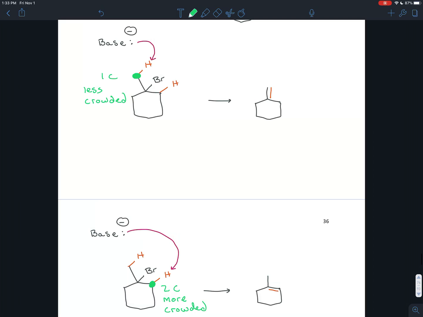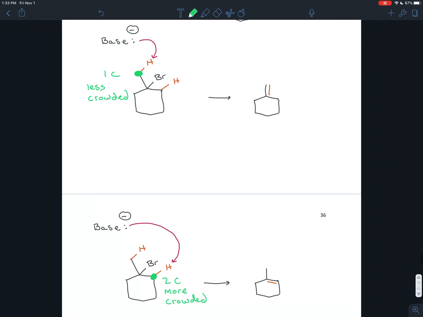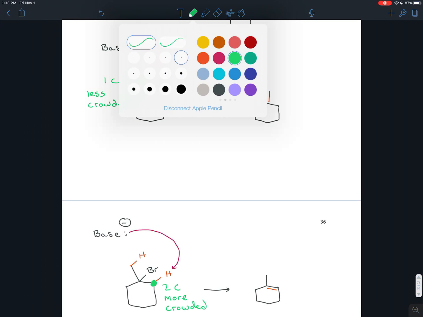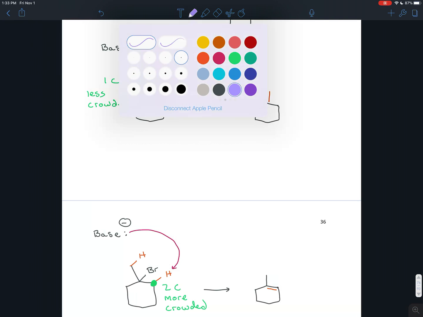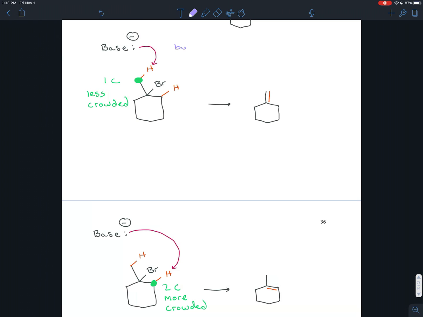Okay, so now you can understand how different bases would prefer different hydrogens. If the base is bulky, then it will prefer the less crowded hydrogen because it'll have a harder time getting to the more crowded place. And the bulky base you would want to know is potassium tert butoxide, so t-BuOK. And the tert butyl group, remember, is like this. You have the oxygen, full negative charge, potassium, the full positive charge.